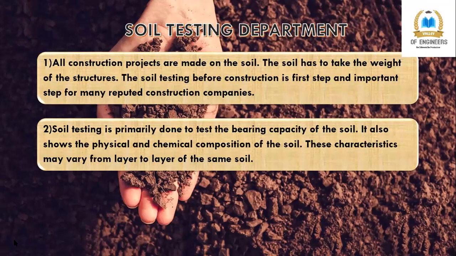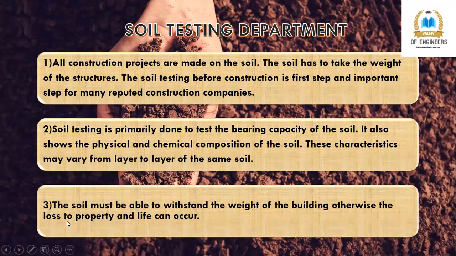And the third thing they will do: the soil must be able to withstand the weight of the building, otherwise there will be loss of property. Why do we check the properties of the soil? Because if the soil will not be able to handle the weight of the building, loss of property and life can occur. So that should not happen. That's why it's the most important step.